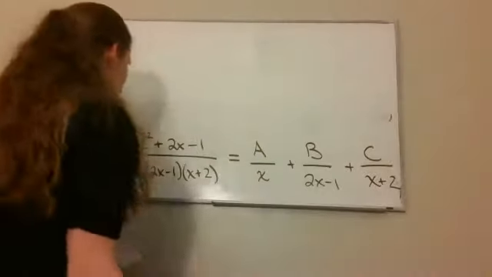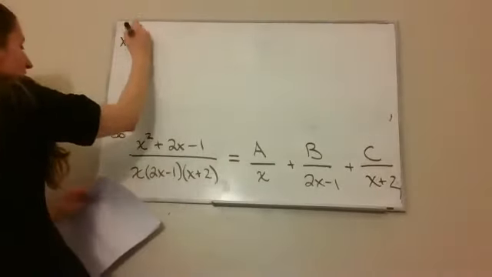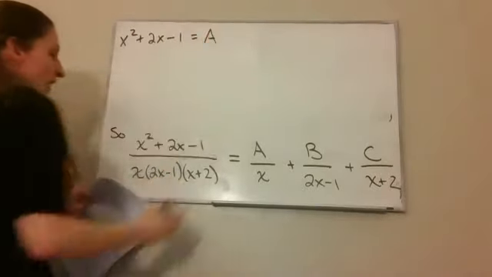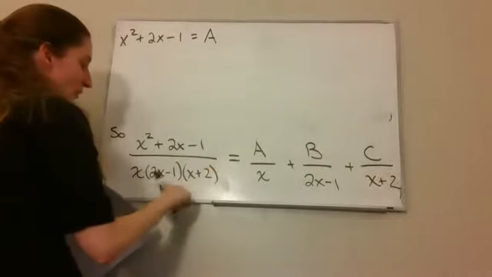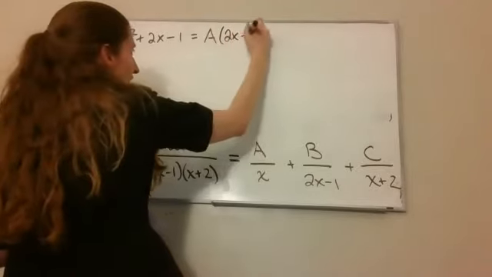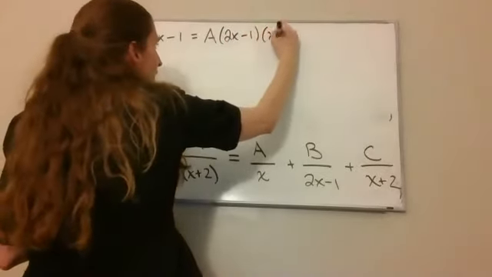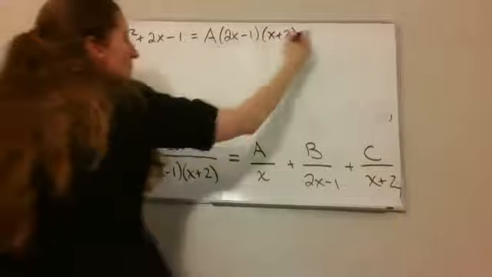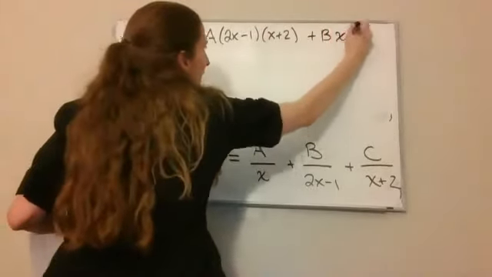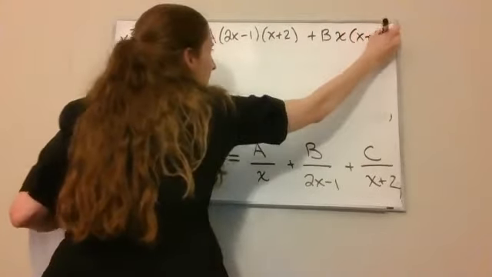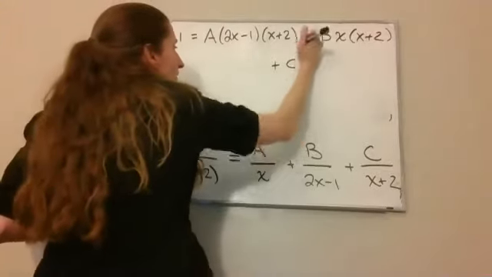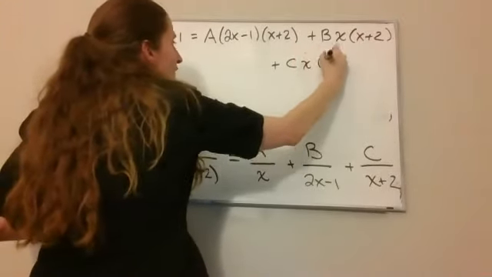Multiply both sides by the factored denominator, and you get x squared plus 2x minus 1 equals the A. When A is multiplied by this denominator, the x cancels out, but I still have 2x minus 1 and x plus 2. And then my B, the 2x minus 1 cancels out, but I still have x and x plus 2. And then for my C, the x plus 2 cancels out, but I still have the x and the 2x minus 1.